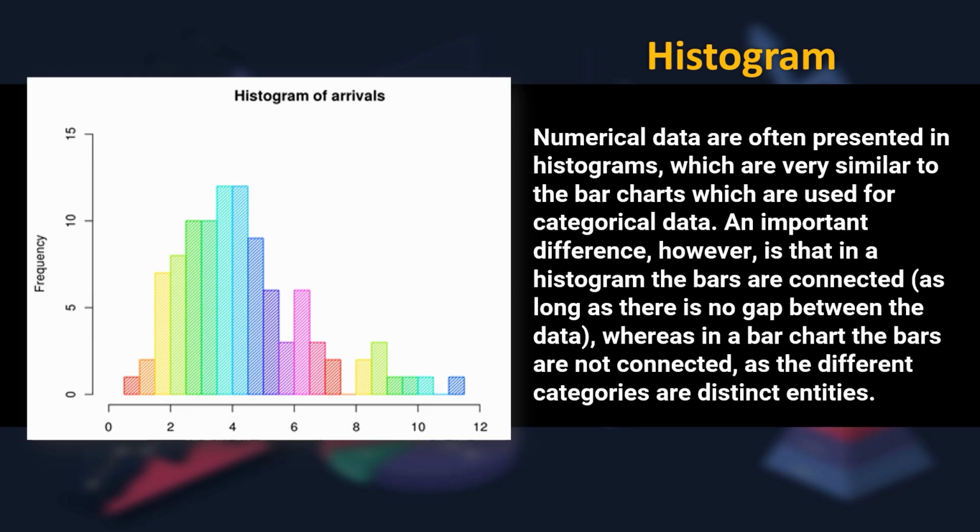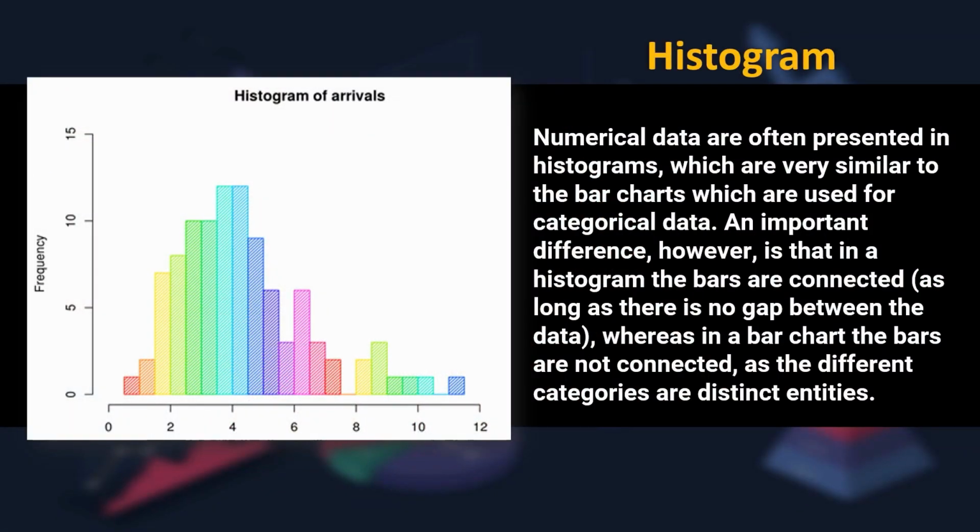An important difference, however, is that in a histogram the bars are connected, as against the bar chart, in which, as you saw in the case of the total literacy rate, the male literacy rate and the female literacy rate in Jaisalmer, the bars were disconnected and separate, and you could easily compare the literacy rates of male and female. Whereas in histograms, all these bars would be connected to each other. Different categories are distinct entities, but they are connected.